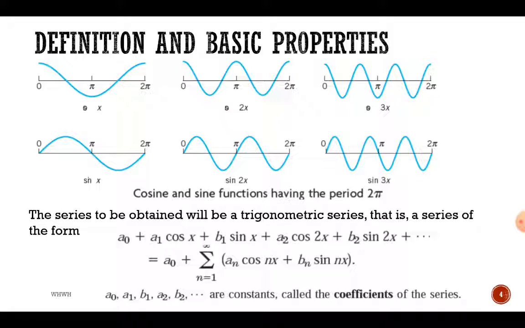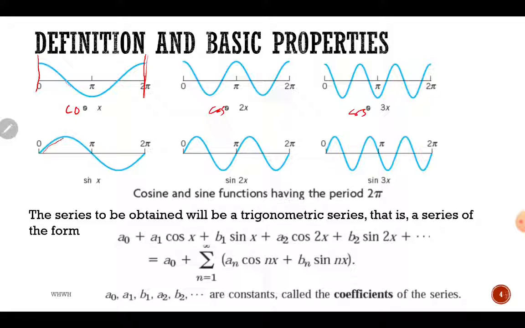Okay, so if you look here, the graph that we have now shows cosine and sine functions having a period of 2 pi. The graphs at the top are cos x, cos 2x, and cos 3x. So if you look at the graph for cos x, this is one period. One period is 2 pi.